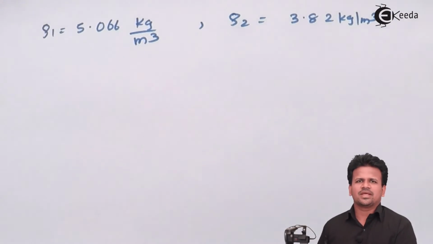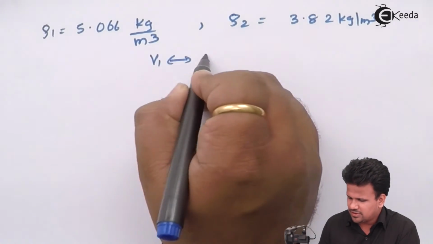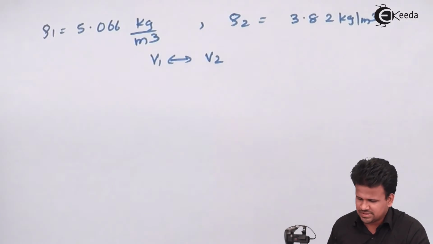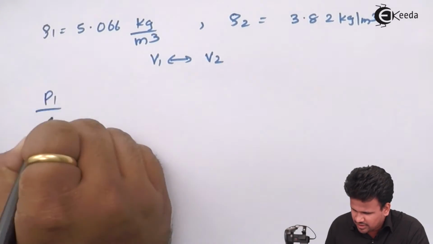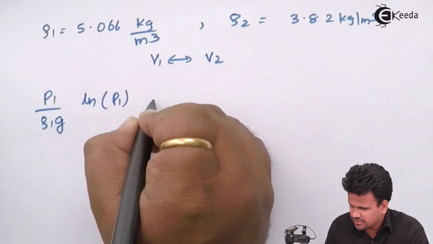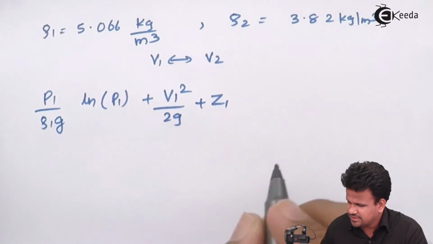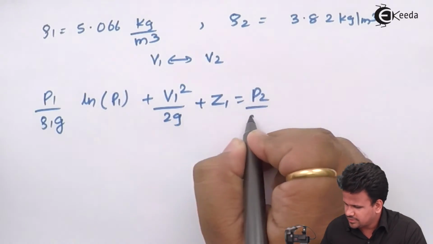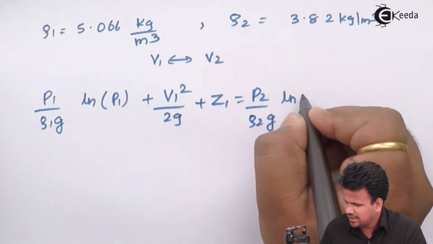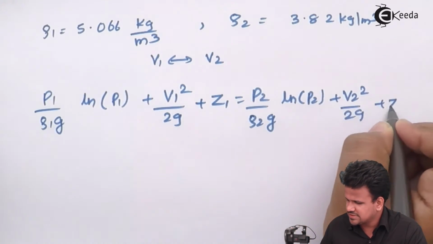Now let us write down Bernoulli's equation. We have to find velocity v1 and velocity v2. So the Bernoulli's equation for an isothermal process is given as P1 upon ρ1 g into ln of P1 plus V1 square by 2g plus Z1 is equal to P2 upon ρ2 g into ln of P2 plus V2 square by 2g plus Z2.